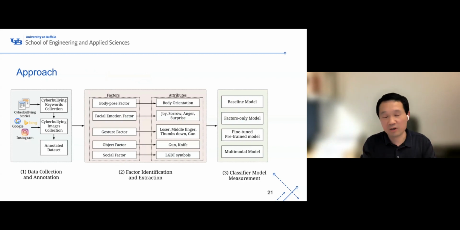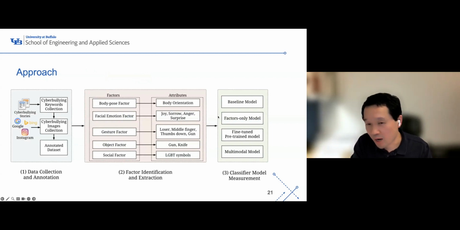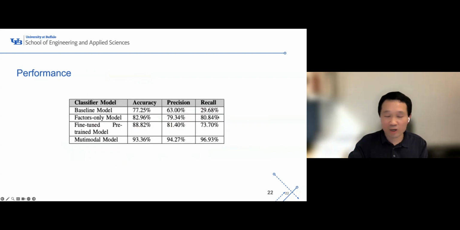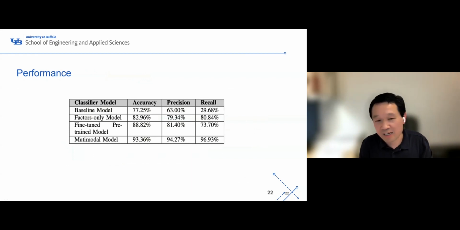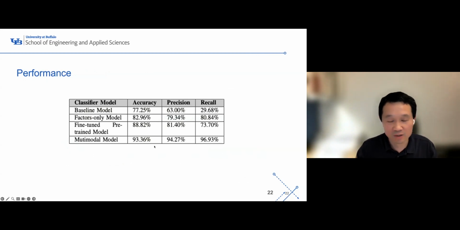So we recently built a deep learning system, and we identified some factors related to what we call bullying images. We built a deep learning model, and our model can achieve quite a high detection accuracy. We can achieve almost 90% against those cyberbully images. So we can utilize deep learning to help us detect cyberbullying in images.